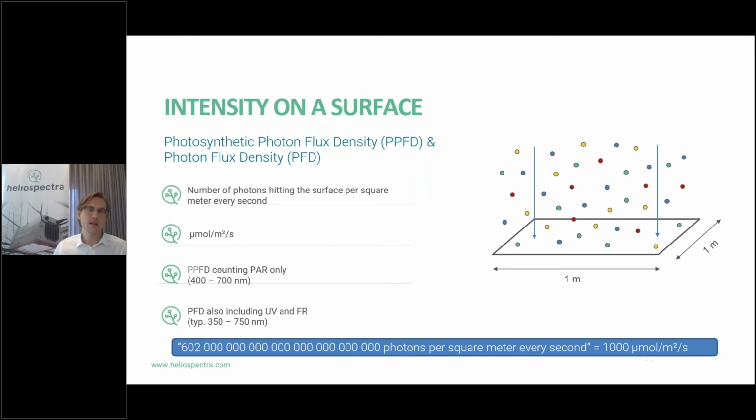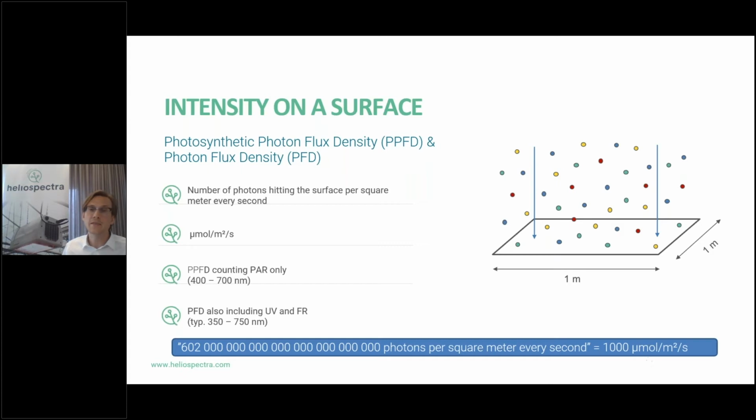I think the industry standard still often talks about PPFD, so only measuring PAR light. But we know that the UV is of importance to the plants. We also know that the far red is of importance to plants. So if you are measuring your light, I would encourage you to preferably measure both, but measuring the PFD, where you include the UV and the far red, is reasonable, because that is light that is of interest to the plants.